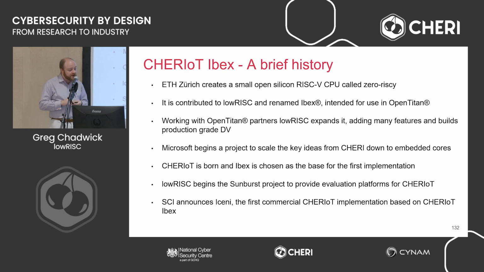Meanwhile, whilst we're off doing this, Microsoft are realizing that maybe it would be interesting to have a version of CHERI that's designed for these kind of lower-end embedded cores. And so they begin this project to start scaling down all these ideas in CHERI to embedded cores, and they produce CHERIoT, this ISA, which is fundamentally a RISC-V extension. And then they're looking around to determine, well, we need to be able to actually test this out. We need to build an implementation of it. And they pick up Ibex, because Ibex is already this production-quality CPU core that they can add CHERIoT on top of and give themselves a very solid base for their first implementation.